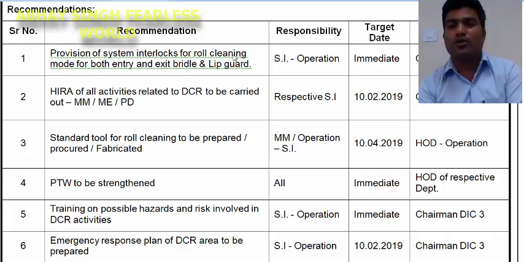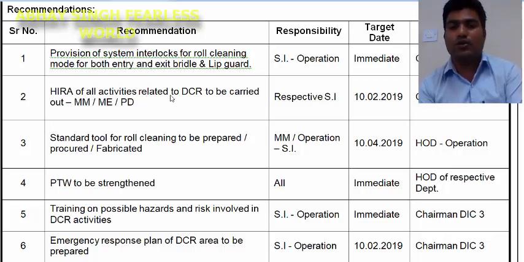The first recommendation was provision of safety interlock for the roll cleaning. That means if you want to stop these types of incidents in future, then you have to make a provision of system interlock for roller cleaning, both entry and exit bridle lip guard. Who is responsible? SI operation, with a target date, and implementation to be verified by some senior persons.